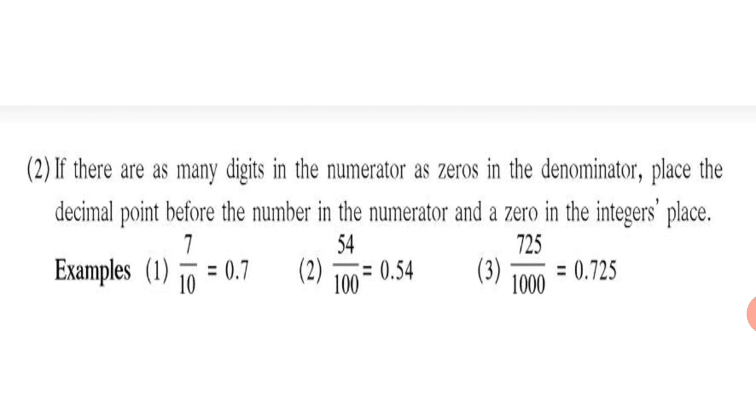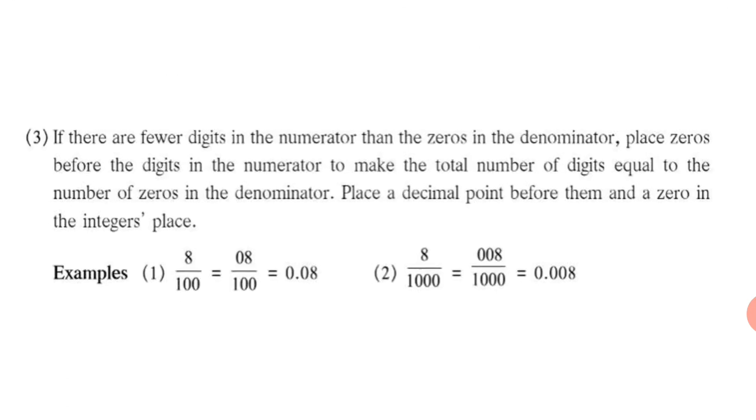Okay, so these are a few examples. In the first few examples, you saw that the numerators, the digits were more. Now in this, you saw that the digits were just as many as the zeros in the denominator. Now what if the zeros in the denominator are more and the digits in the numerator are less? So that time what you can do? Let's have a look at example 1.